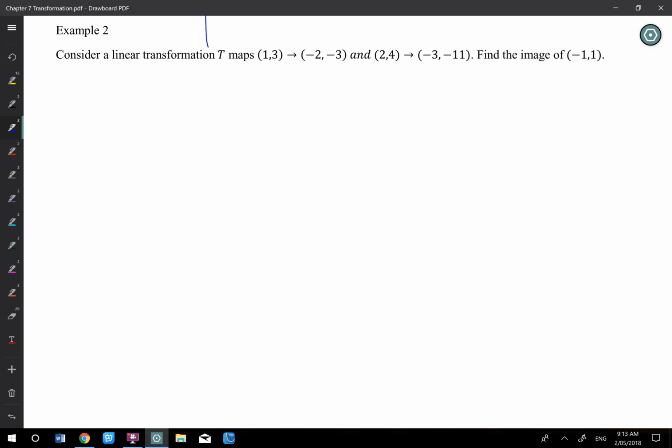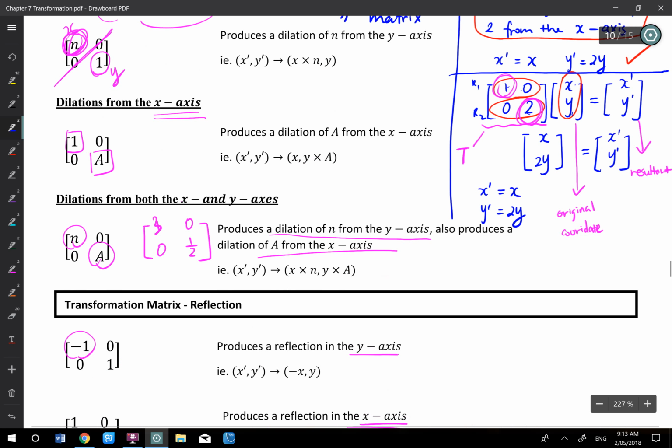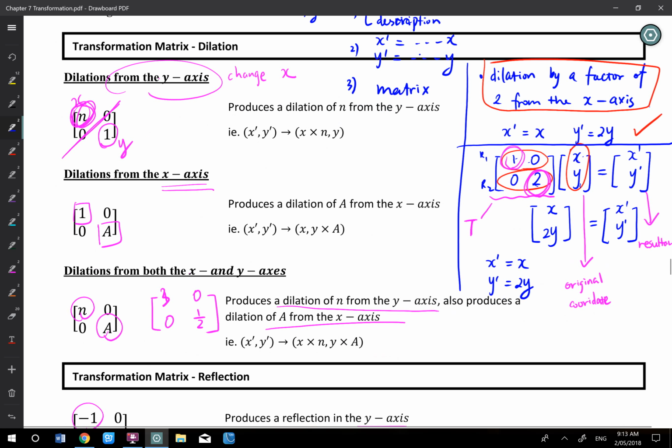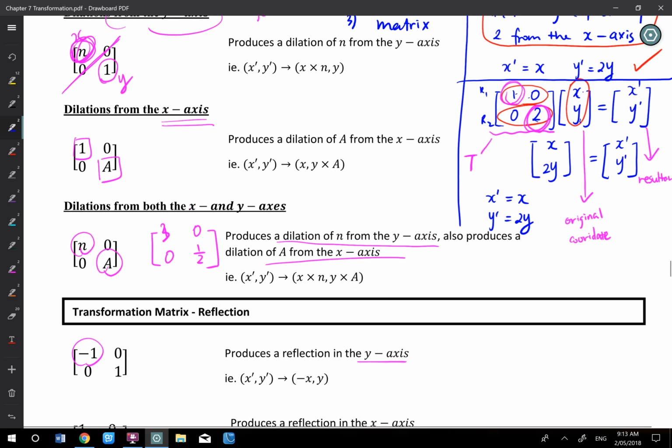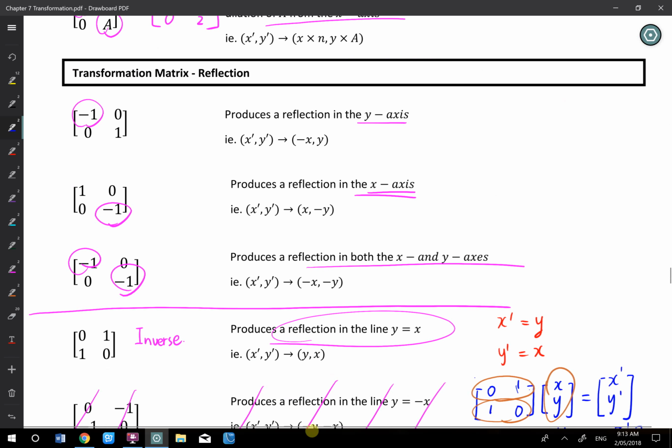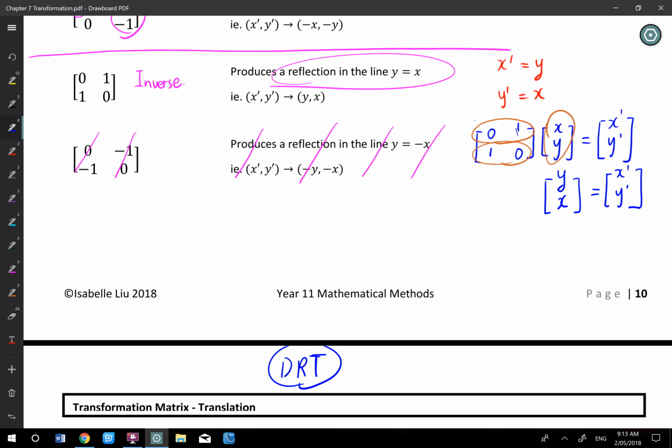Example 2 says, consider a linear transformation. Let's have a think. In all these transformations we have, on either diagonal there's always a 0, 0. Can you see that? Like 0, 0 there, 0, 0, and 0, 0. We always have a 0, 0 on one diagonal.